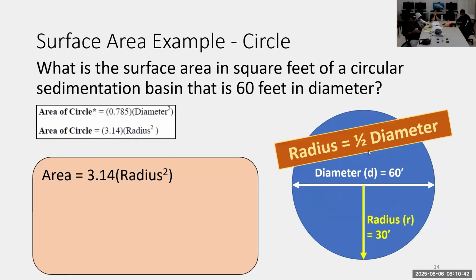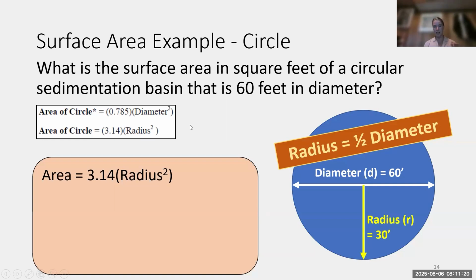Let's also look at an example of a surface area calculation for a circle. In this problem, we have: what is the surface area in square feet of a circular sedimentation basin that's 60 feet in diameter? Here we have a couple of different options for our area calculation. On your formula sheet, you get both of these calculations. One of your options is to take the number 0.785 and multiply it by the diameter squared. Okay, so that's one option.